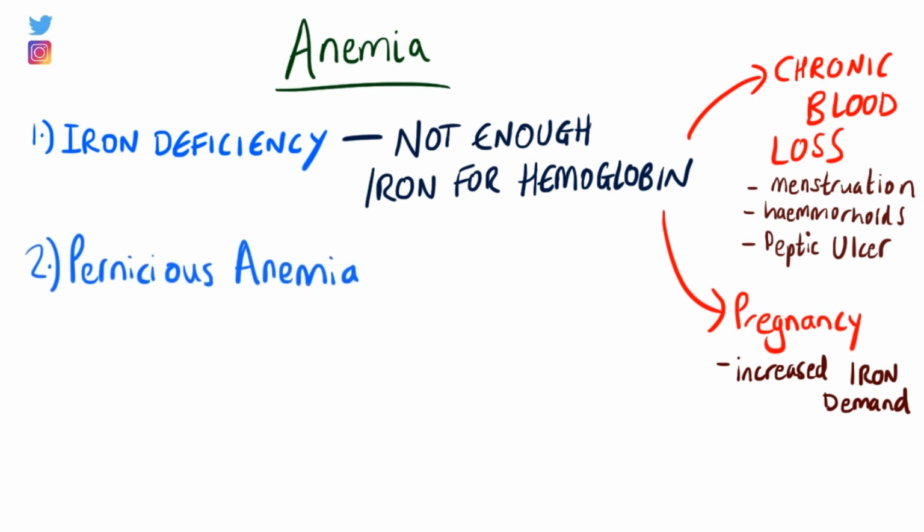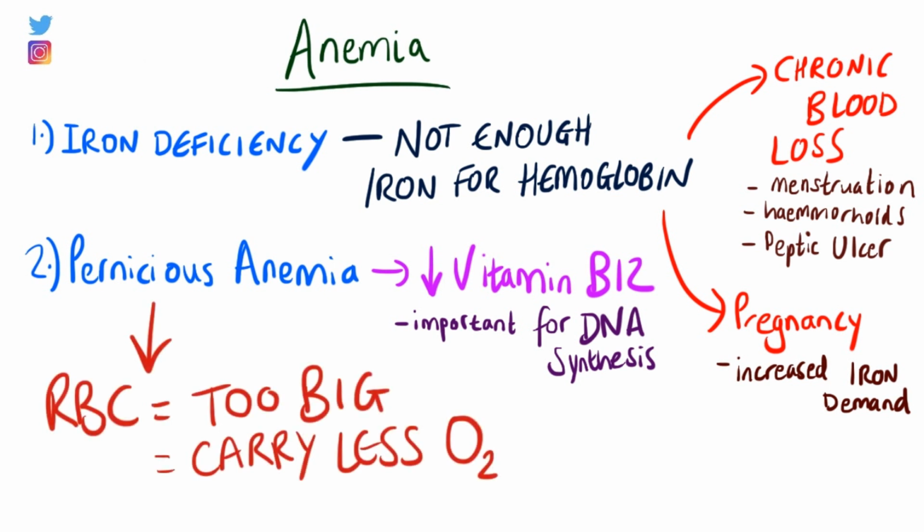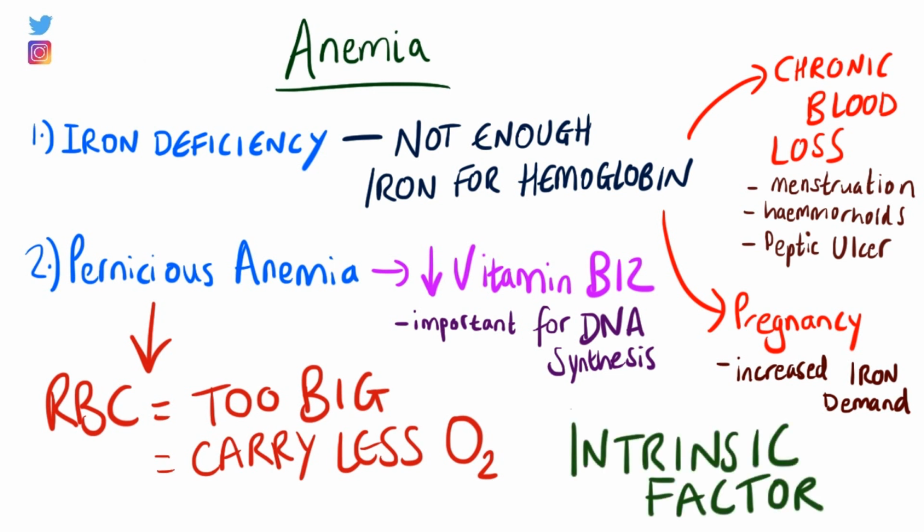The second type we're going to discuss is called pernicious anemia, and this is due to a lack of vitamin B12. So vitamin B12 is involved in DNA synthesis in the process of red blood cell production. So low amounts of vitamin B12 can lead to large and fragile red blood cells which carry less oxygen and have a lower life cycle. Vitamin B12 deficiency mainly results from a lack of intrinsic factor, which is produced by the parietal cells of the stomach. Intrinsic factor is important for the absorption of vitamin B12 in the ileum of the small intestine.